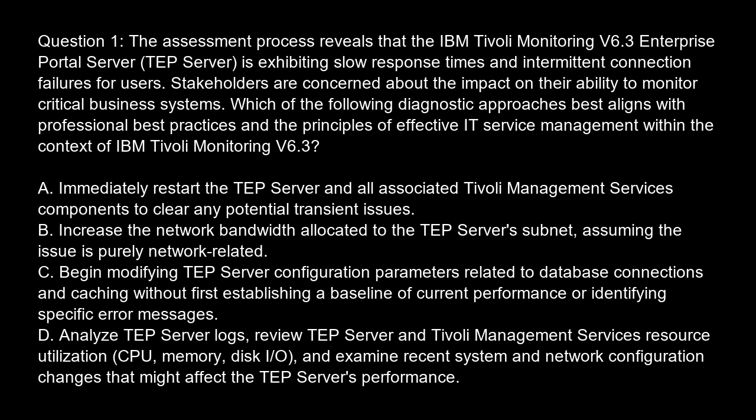Option C. Begin modifying TEP server configuration parameters related to database connections and caching without first establishing a baseline of current performance or identifying specific error messages. Option D. Analyze TEP server logs, review TEP server and Tivoli Management Services resource utilization, CPU, memory, disk I/O, and examine recent system and network configuration changes that might affect the TEP server's performance.